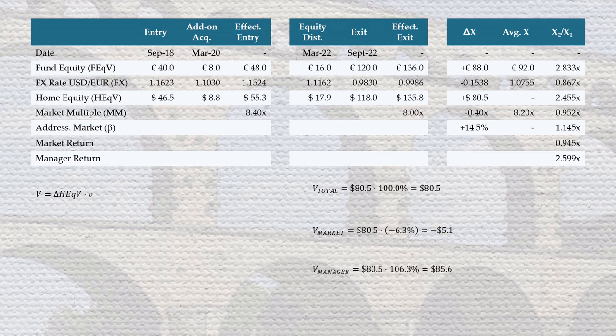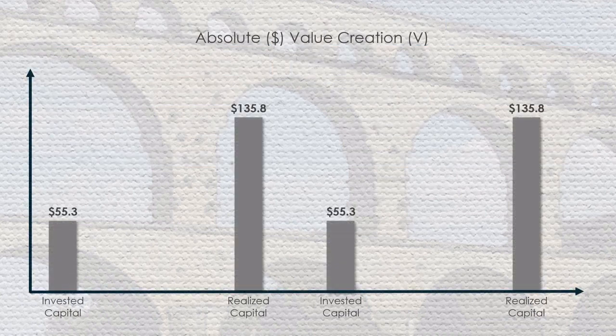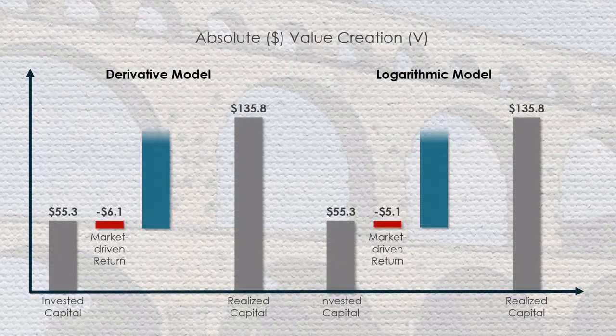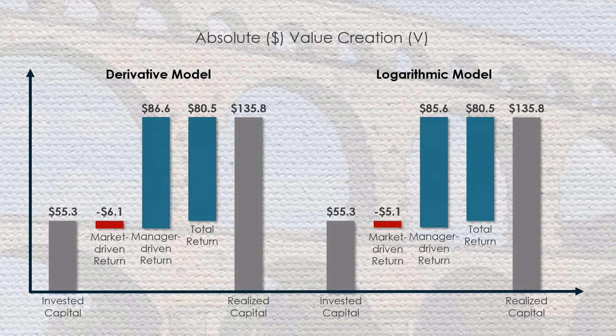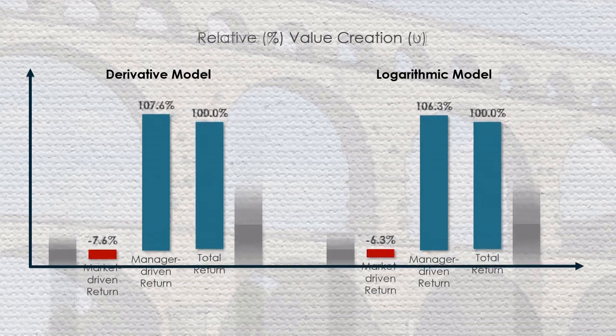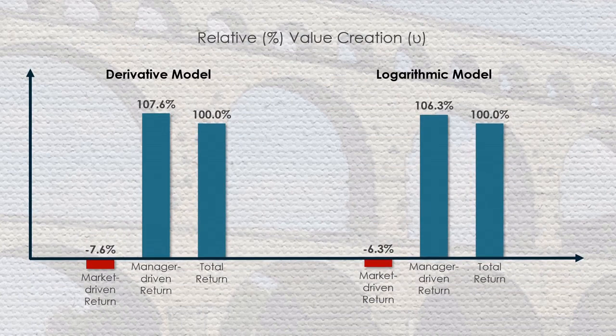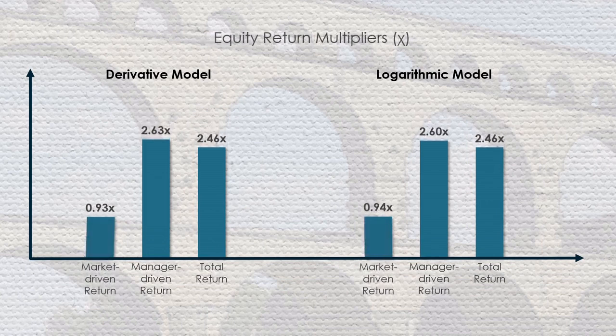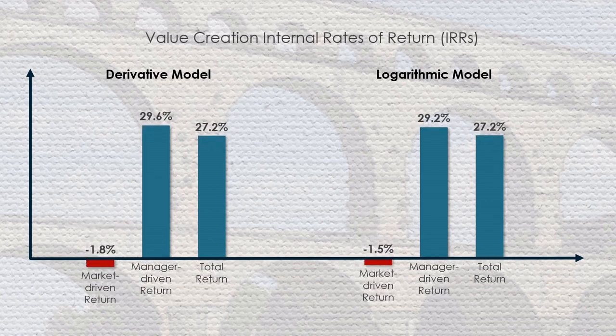Unlike in the derivative model that we used last time, we were able to calculate all of this with absolutely no information about the company's revenue or EBITDA margins or debt levels, and our results are basically the same. Here is absolute value creation for the 2 models. Here is relative value creation. Here are equity return multipliers. And here are value creation IRRs.